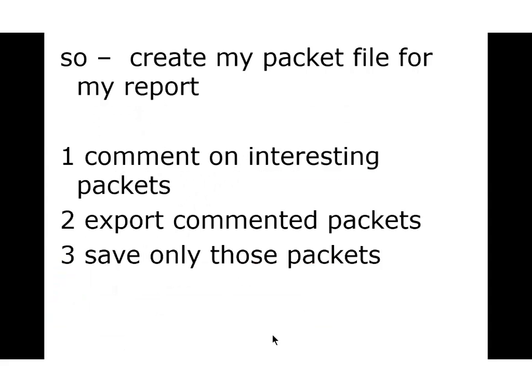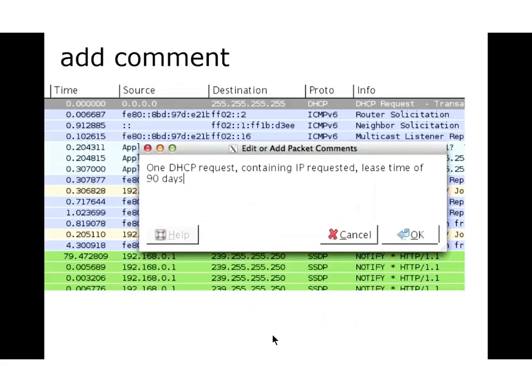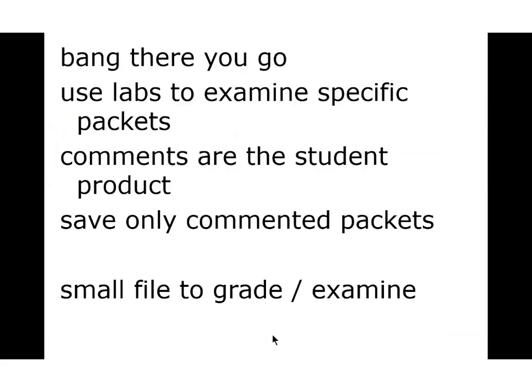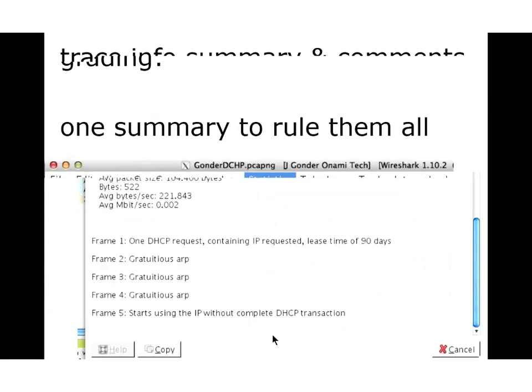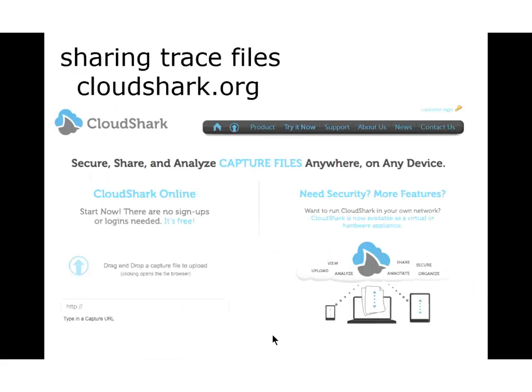I can make a report on that, right-click and add a comment to the interesting packets, save out only those 5 out of 20,000 packets, and save that out, which means you can now use Wireshark and have them turn stuff in, and you're not trying to grade 20,000 packets. You're grading only the 5 that have interesting comments. You can just do that really easily. So you can just go grab the summary of the comments, see the summary in one place, create a trace file. It's very cool. Cloudshark.org for sharing traces.